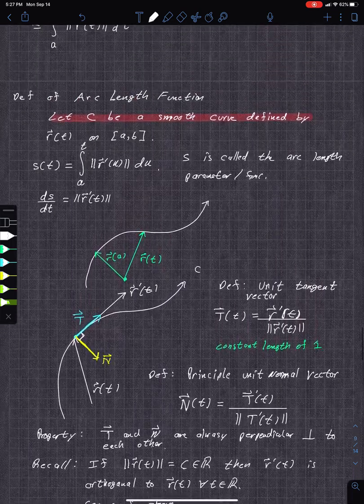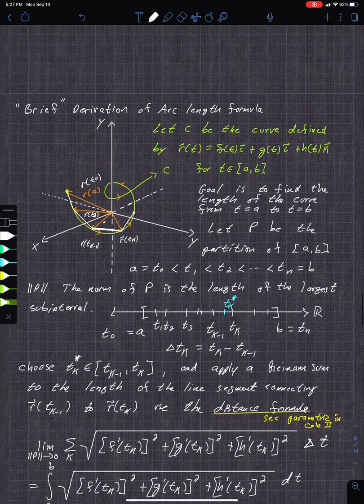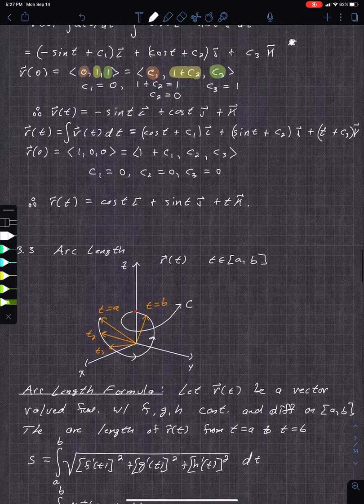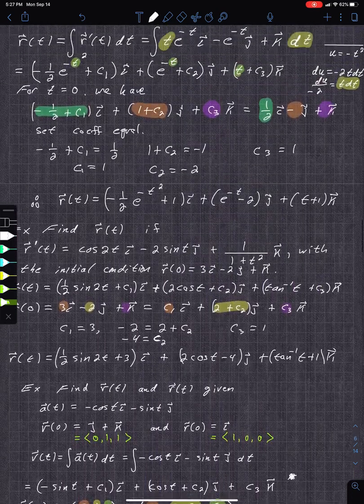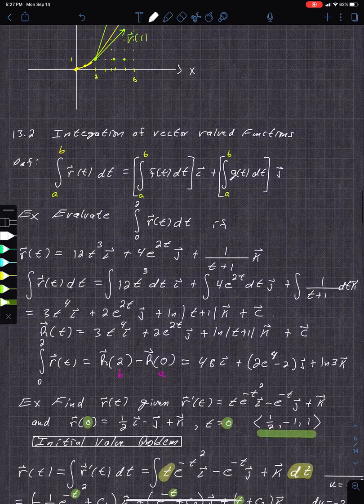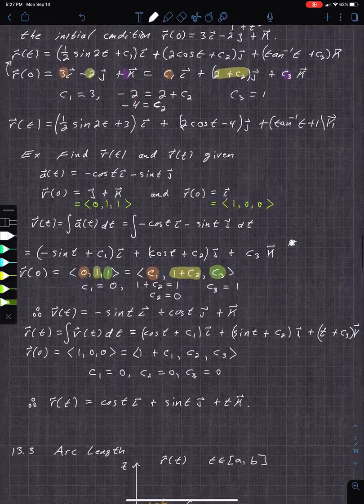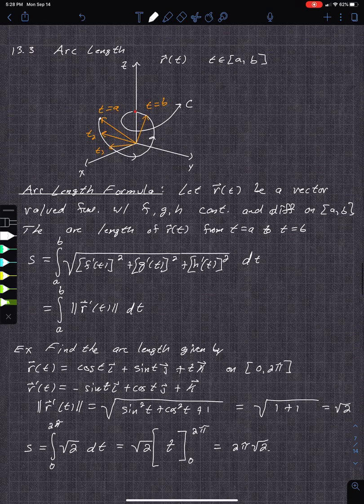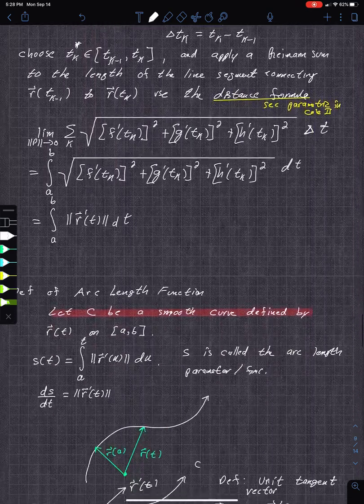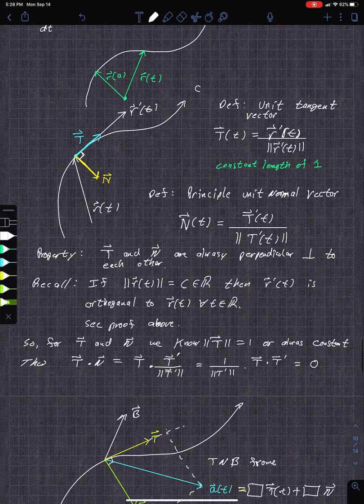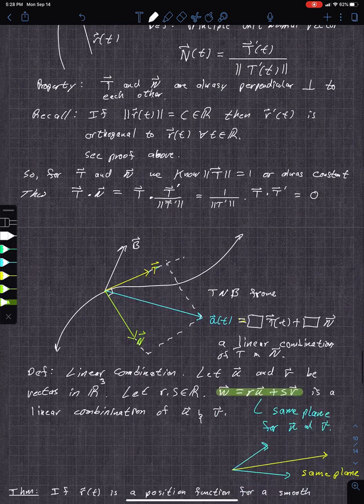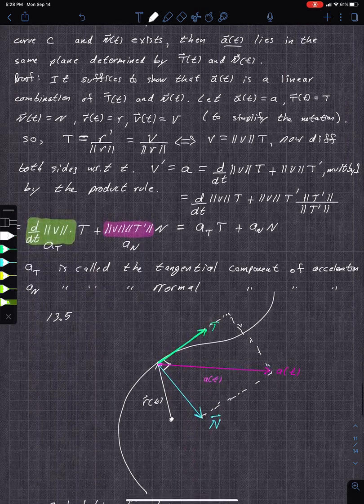I think I said this was... I don't know where I left off. 13.2. I didn't see 13.3 in there, did you? There it is. Okay, so arc length. And then all this stuff on the unit normal vector, that's more like 13.4, 13.5. We're not doing 13.6, so don't worry about that.